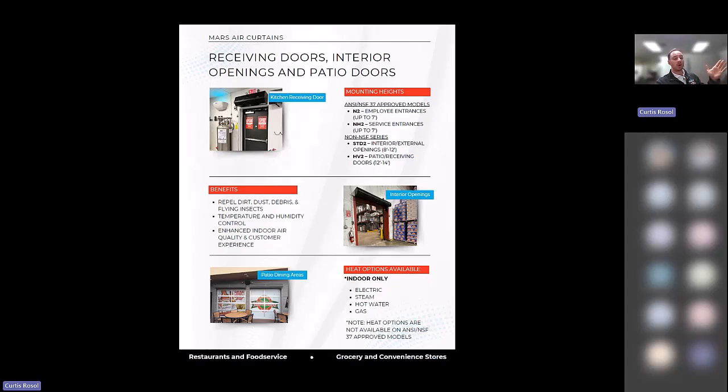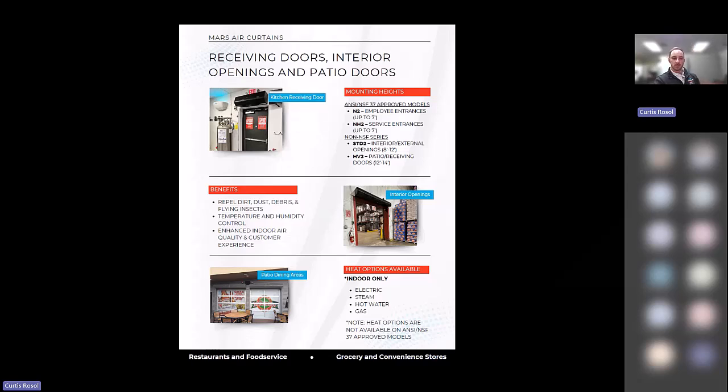But one of our most common applications that you see there is the kitchen receiving back doors. Those of you in the food service industry, you're probably dealing with those the most. That one is actually one of our NH2 series, so NSF 37 approved models, and again, very common in the food service space for mainly fly control for those back doors. We can also do interior openings like you see in the middle picture here.